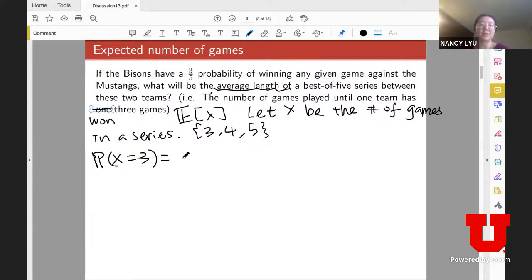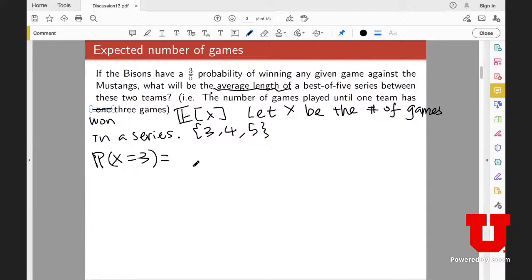Or like the length will be only 3. Well, there's 2 situations. You have one where the Bisons win and one where the Mustangs win. And you just do the binomial distribution. So like 2 choose 2 times 3/5 to the 3 times 2/5 to the 0, plus the Mustangs, kind of the same thing for the Mustangs.